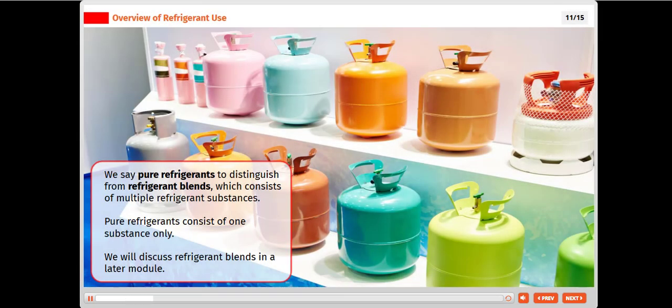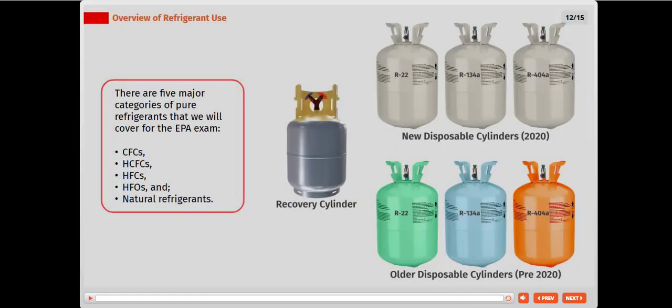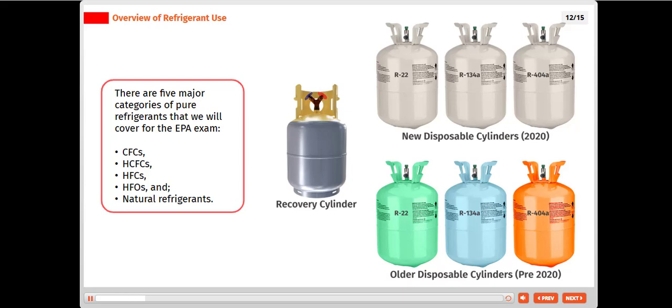We say pure refrigerants to distinguish from refrigerant blends, which consist of multiple refrigerant substances. Pure refrigerants consist of one substance only. We will discuss refrigerant blends in a later module. There are 5 major categories of pure refrigerants that we will cover for the EPA exam: CFCs, HCFCs, HFCs, HFOs, and natural refrigerants.